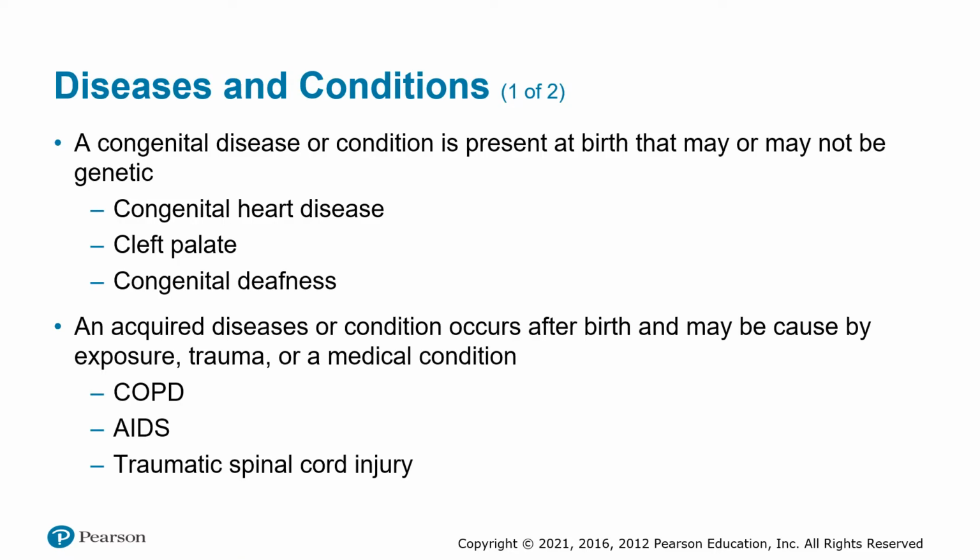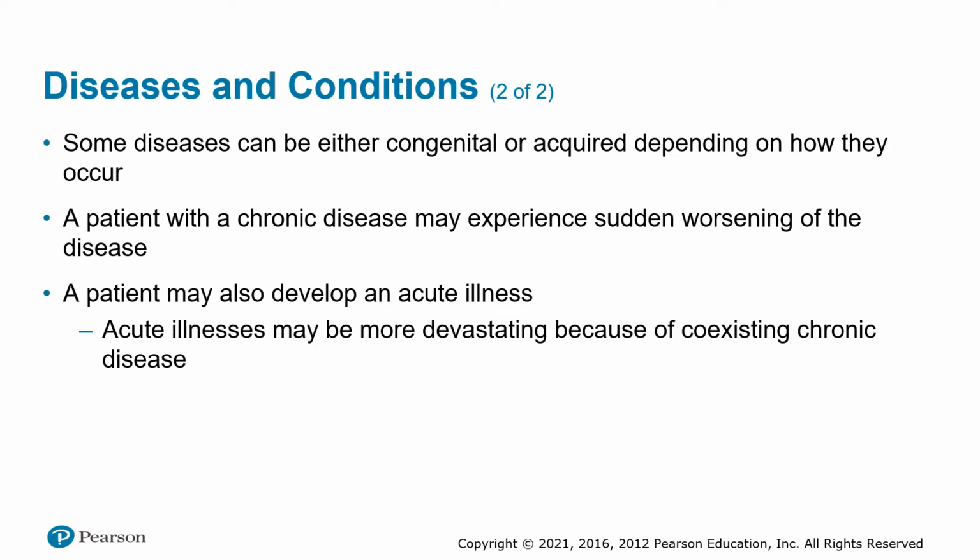So some diseases and conditions that we may run into that may have medical devices at home include congenital diseases, which are present at birth. They may or may not be genetic, but congenital heart disease, cleft palate, and congenital deafness. Acquired diseases occur after birth, and they may be caused by exposure to trauma or a medical condition such as COPD, AIDS, and traumatic spinal cord injury. Some diseases can be congenital or acquired depending on how they occur.